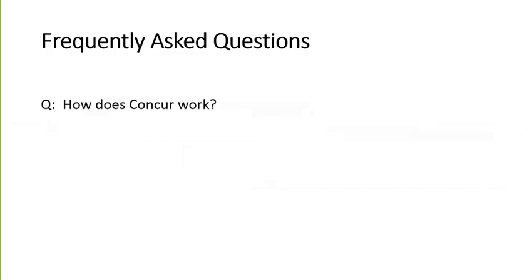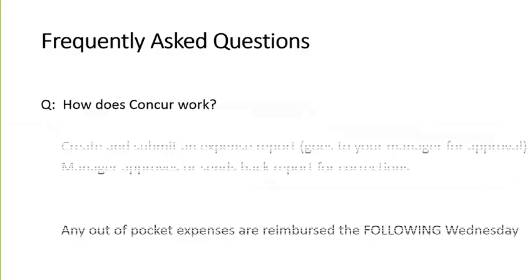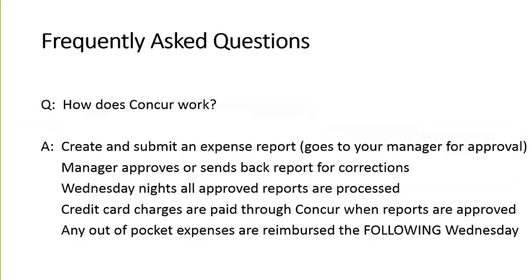How does Concur work? Create and submit an expense report. It goes to your manager for approval. Manager approves or sends back report for corrections. Wednesday nights, all approved reports are processed by accounting. Credit card charges are paid through Concur when reports are approved. Any out-of-pocket expenses are reimbursed the following Wednesday.